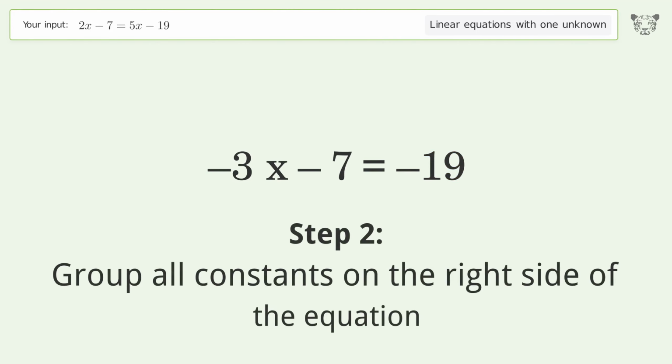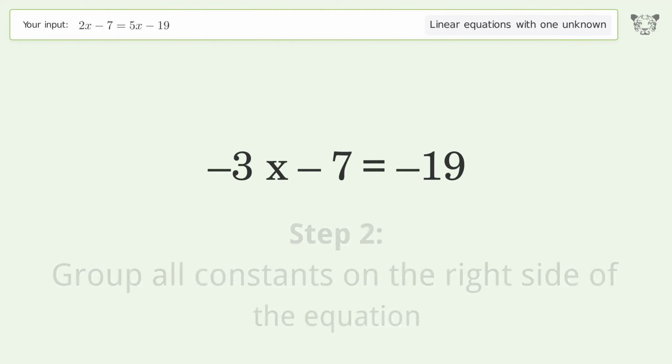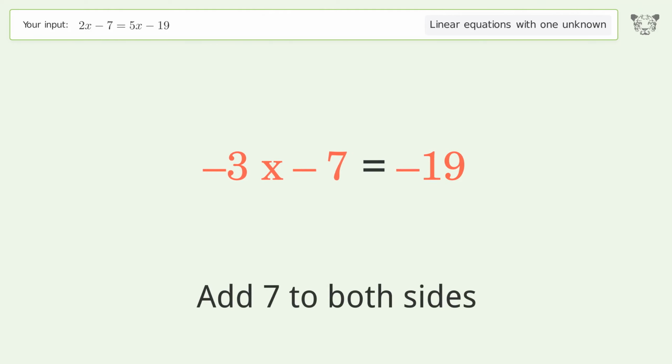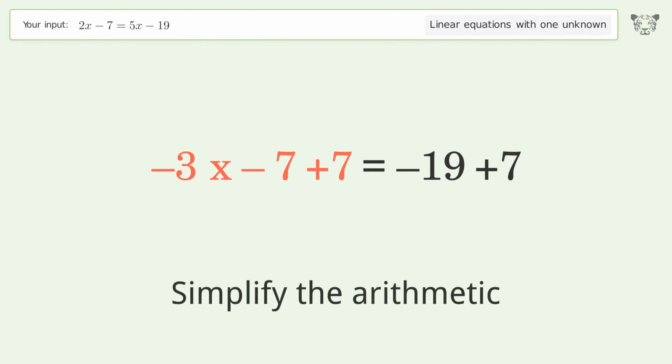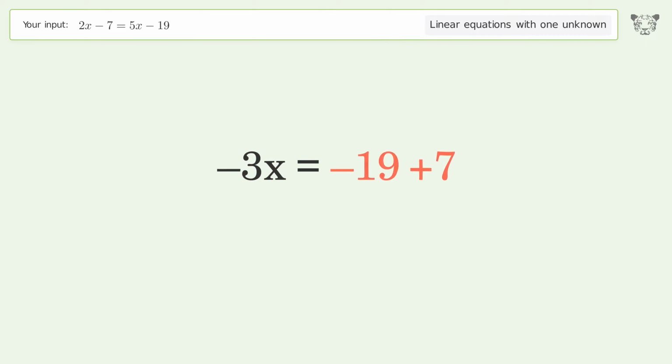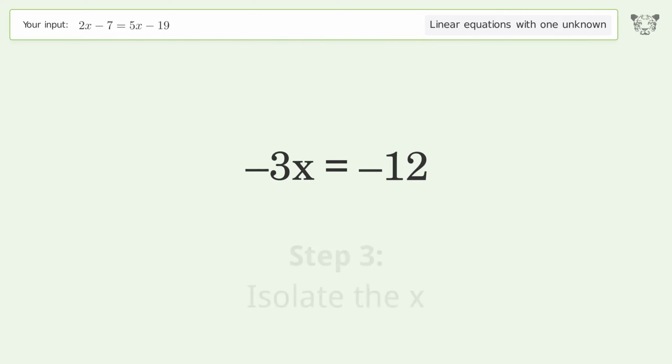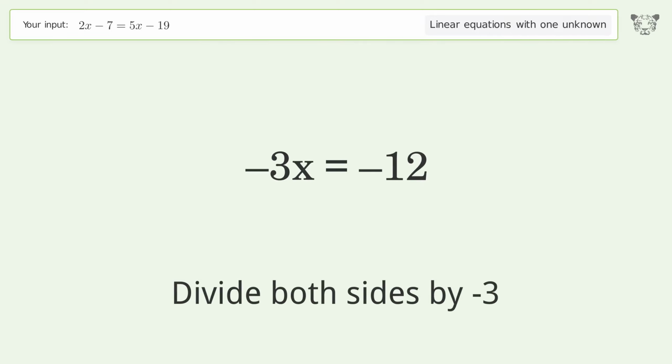Group all constants on the right side of the equation. Add 7 to both sides. Simplify the arithmetic. Isolate the x. Divide both sides by -3.